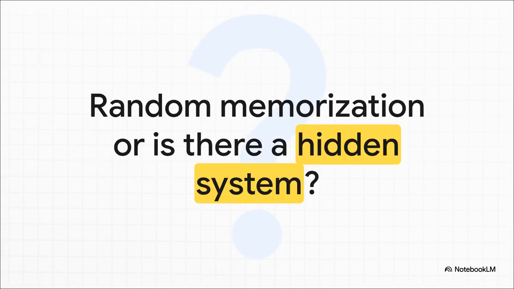So, this is the big question, isn't it? Is learning to read English just about memorizing thousands and thousands of words through brute force? Or is there a system, a kind of hidden architecture that, once you see it, changes how you look at everything? Well, let's find out.